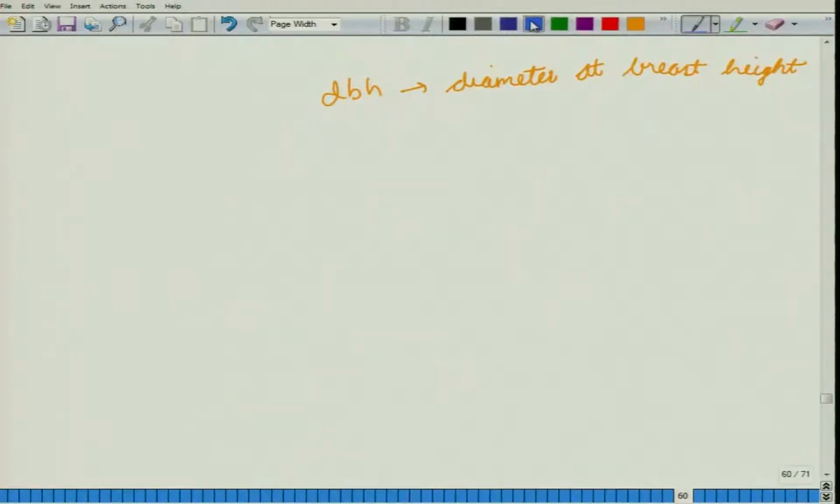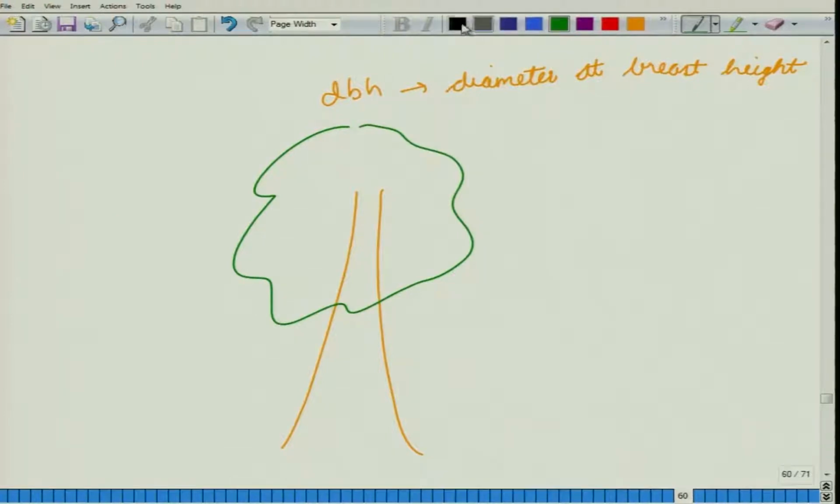So, diameter at breast height means that if we had a tree and if a person stood in front of the tree, it would be a diameter that is very close to the height of his or her chest, so that the measurement of the diameter is easy. So, this DBH is chosen for ease of measurement.